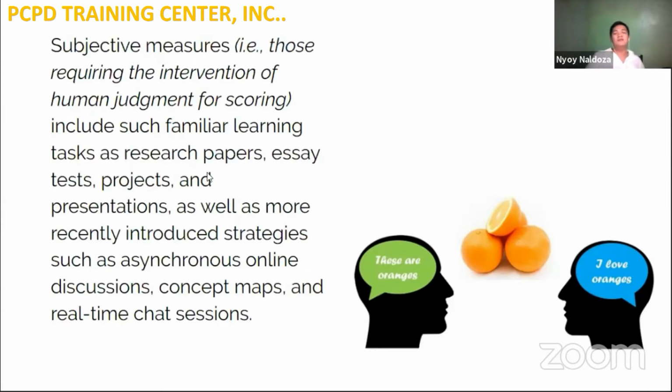Another, we're talking about subjective measures. These subjective measures are being intervened. There's an intervention with the human judgment in terms of scoring. Like for example, we are using rubrics, no? We're using criteria for checking the subjective measures. Whenever we ask our student to submit a research paper, an essay test, or a project, or even presentations, and whenever you ask them to submit asynchronously, the idea of strategy whenever you use asynchronous online discussions matters on how you will assess subjective assessment.